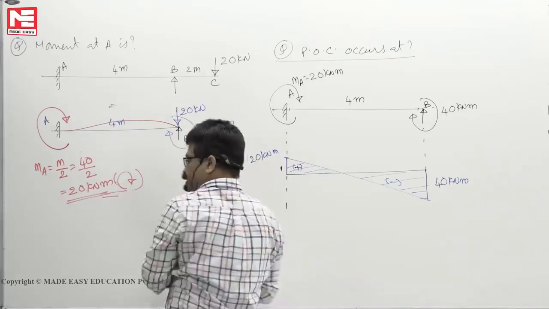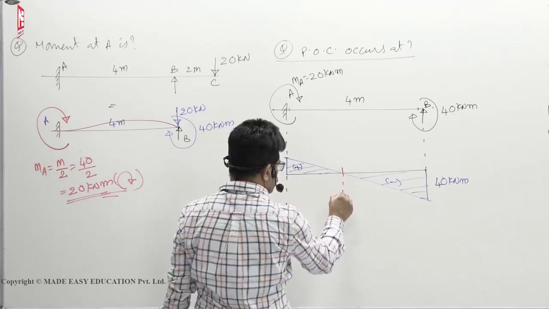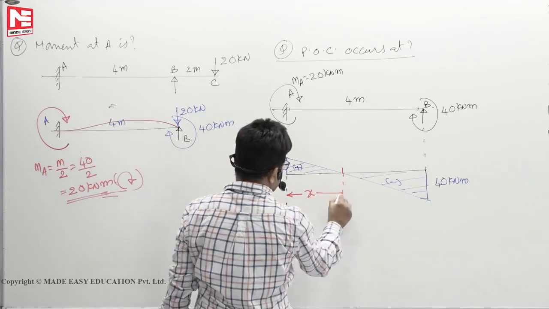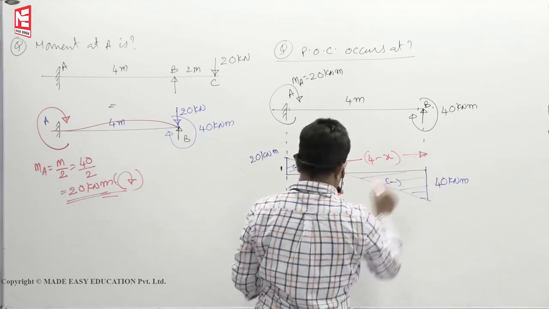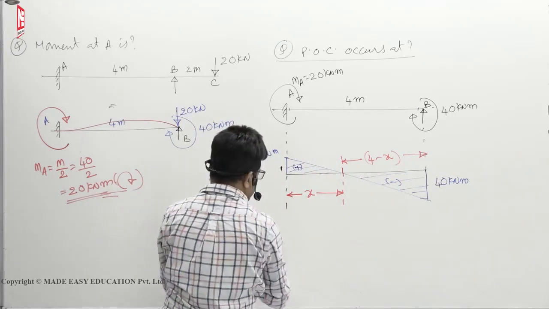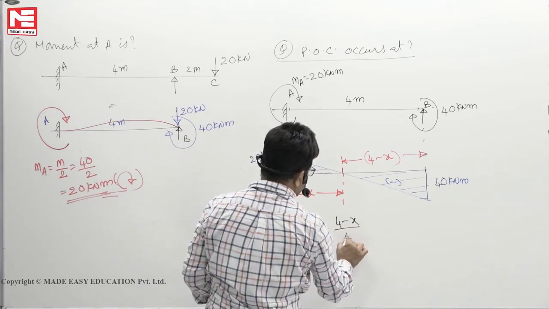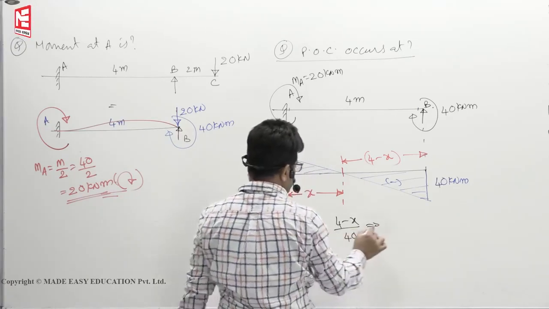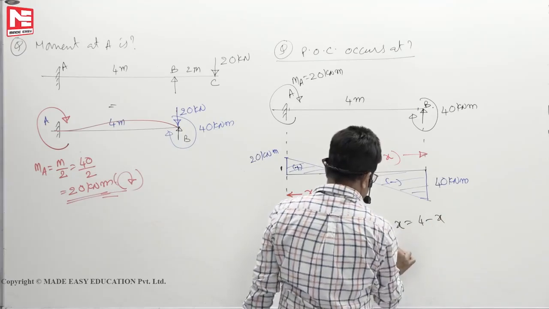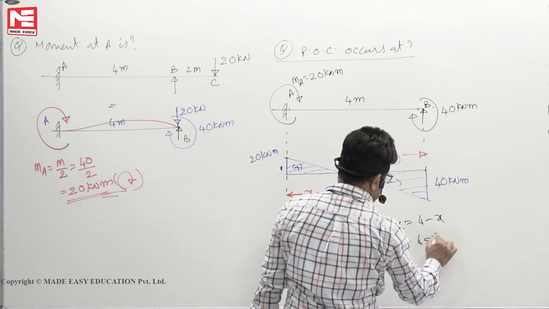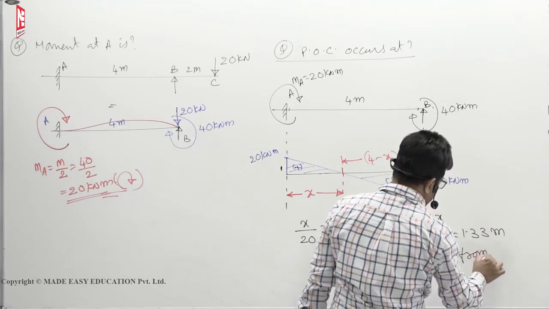He is asking where is the point of contraflexure. To find the point of contraflexure, you can use linear interpolation. This you take say x, the remaining distance is 4 minus x. So, I can write x by 20 is equal to 4 minus x by 40. 2x is equal to 4 minus x. So, 3x is equal to 4. x is 4 by 3. That means 1.33 meters from fixed end.